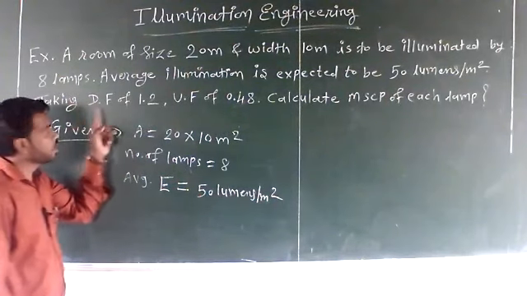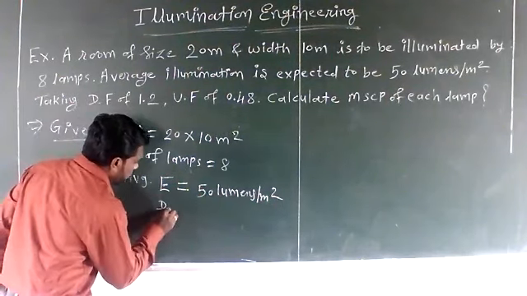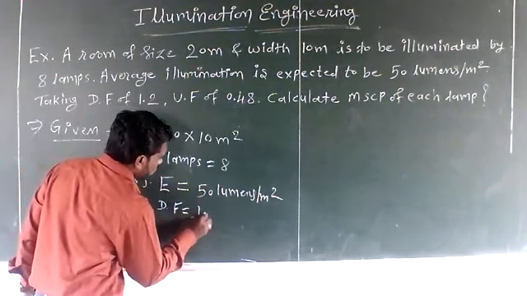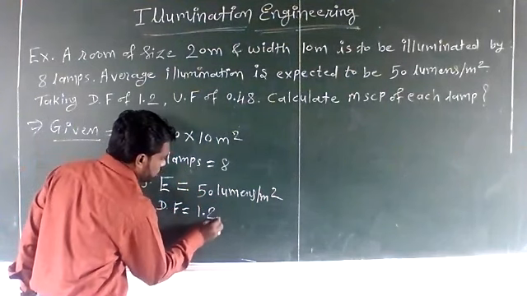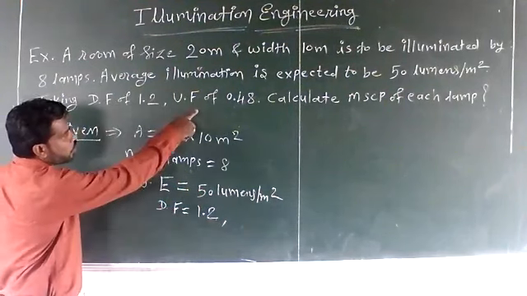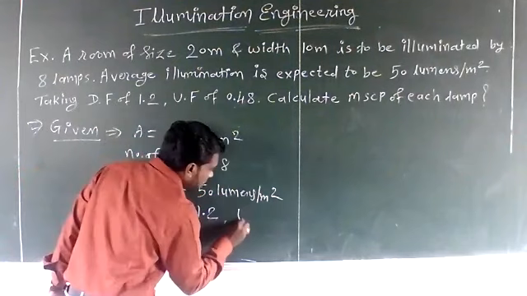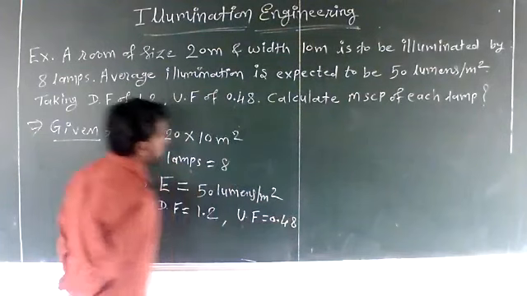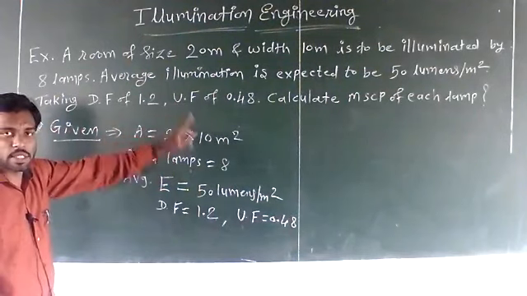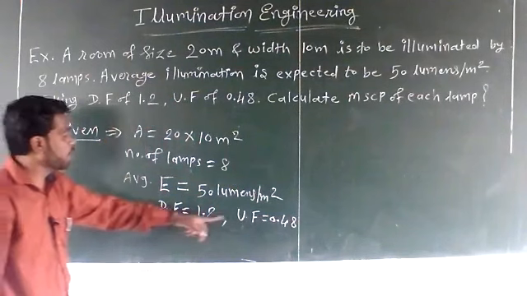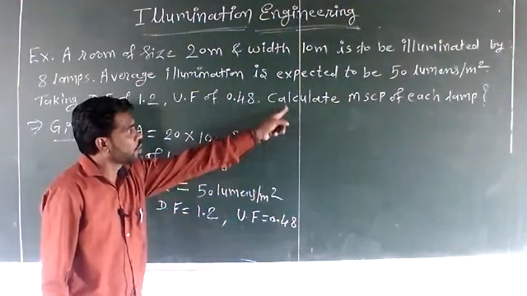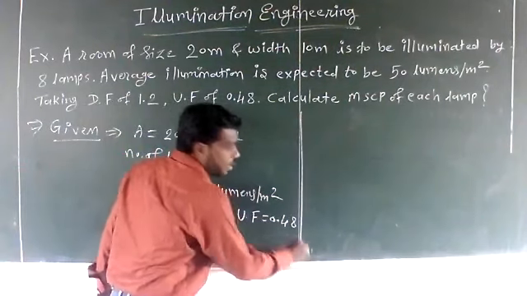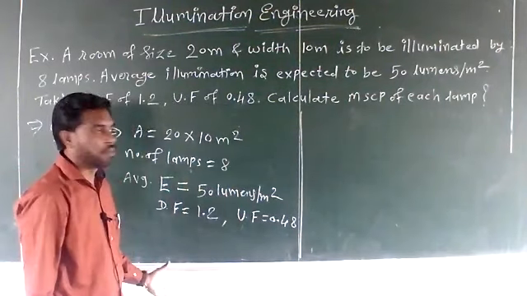Then taking DF. DF is also given. So DF means depreciation factor. So DF is equal to 1.2. Then UF, utilization factor. So utilization factor is equal to 0.48. So DF and UF is given. So DF is 1.2 and UF is 0.48. So calculate MSCP of each lamp. You have to calculate the MSCP of each lamp.